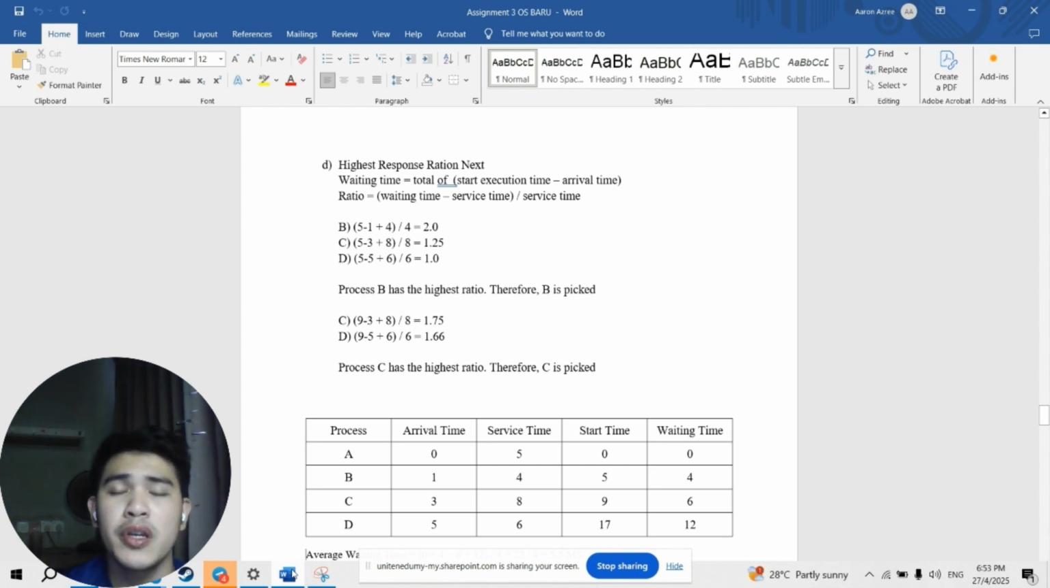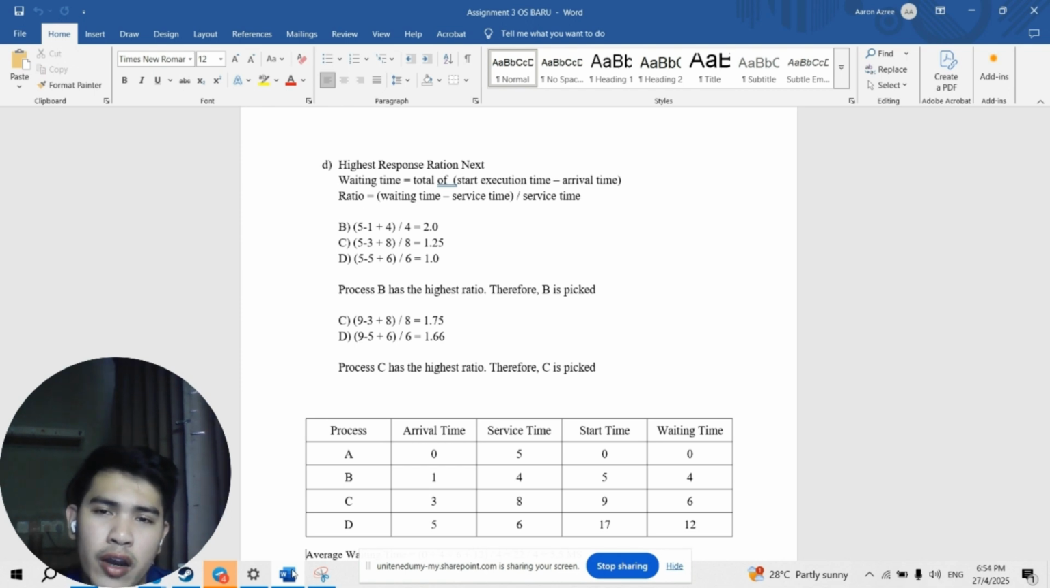Okay, so now I will be explaining algorithm question D, which is the highest response ratio next. In the question, waiting time is not given for my part, so we have to calculate the ratio. How do we calculate the ratio? The ratio is waiting time plus service time, divided by service time. How do we calculate the waiting time? We take the end time of the previous process, and then we minus the arrival time of the process which we want to calculate.